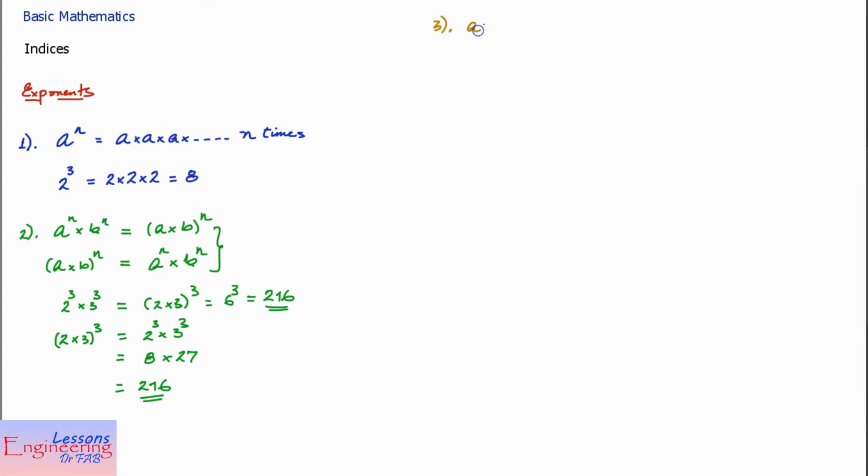If you had a raised to n times a raised to m, the bases are the same, so we add the exponents: a raised to n plus m. In the same way, if you are given the other form, a raised to n plus m, you could decompose this into a raised to n times a raised to m.